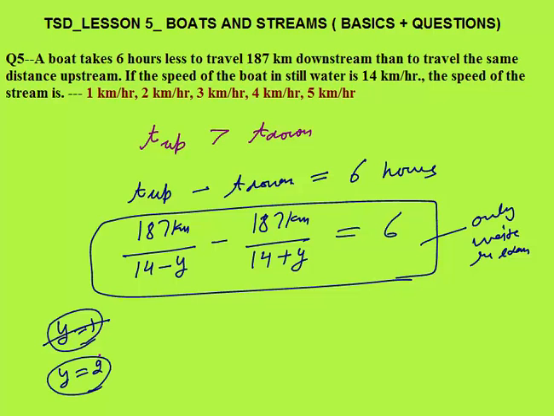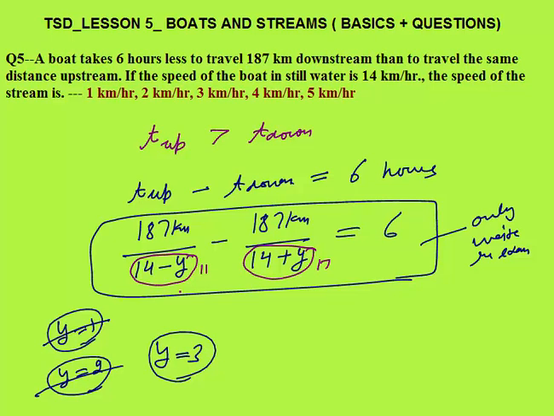Put y equals 2. You will get 187 upon 12. 187 is not completely divisible by 12. Put y equals 3. Here knowing the table is also very important. With y equal to 3, 14 minus y will become 11, and 14 plus y will become 17.